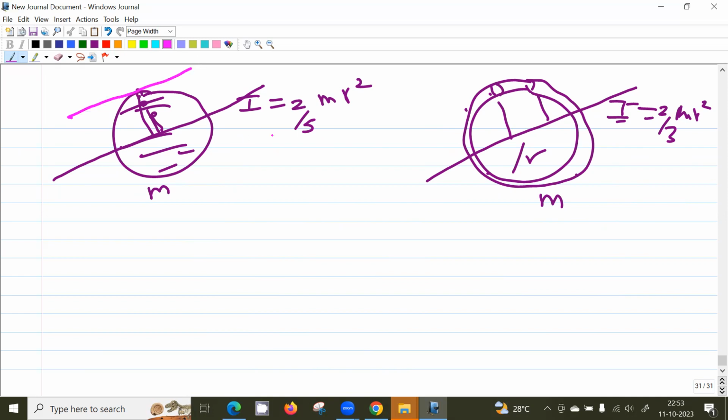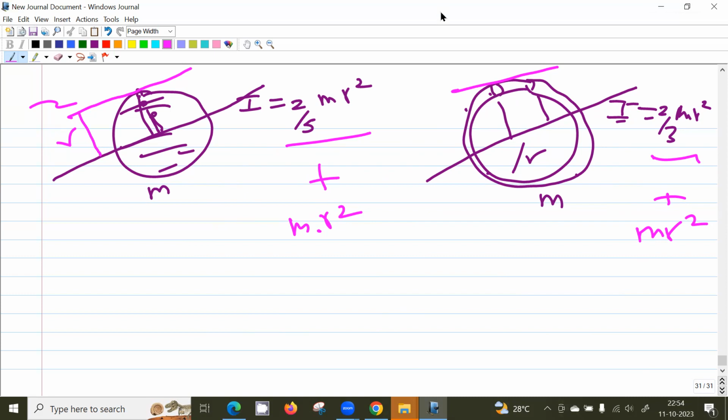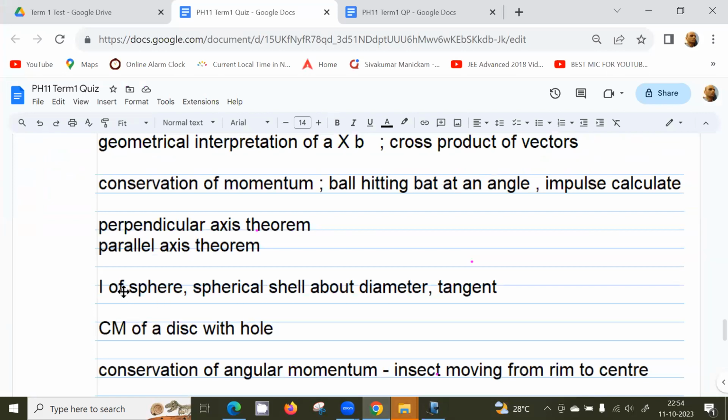The tangent, by parallel axis theorem, will be I about the axis plus m times the distance squared. What is this distance? It is r. So I about this tangent will be 2 by 5 m r square plus m r square. Similarly, here about this tangent will be this one plus m r square. I of a sphere is 2 by 5 m r square. I of a spherical shell will be more, that is 2 by 3 m r square about the diameter and the tangent.